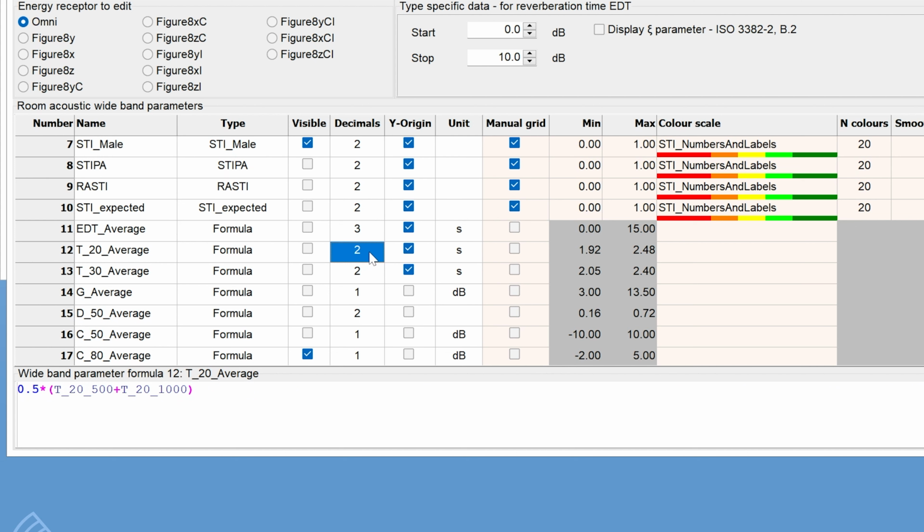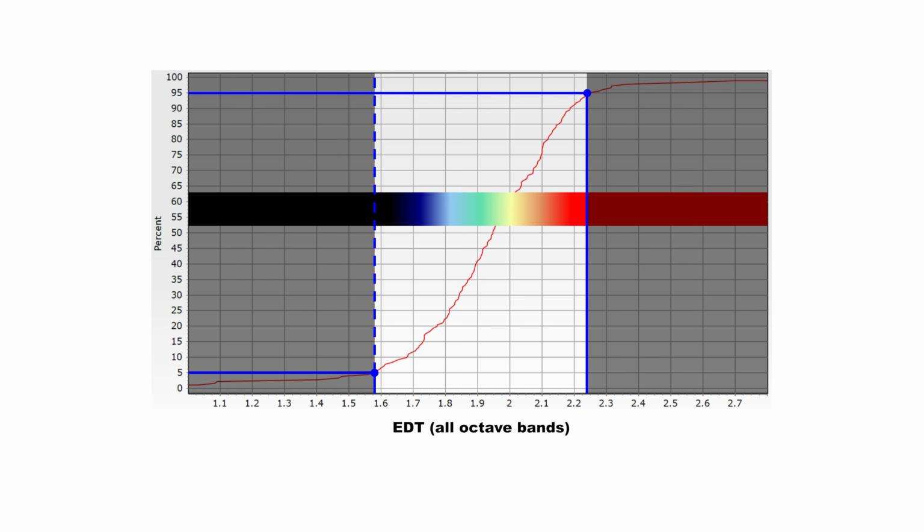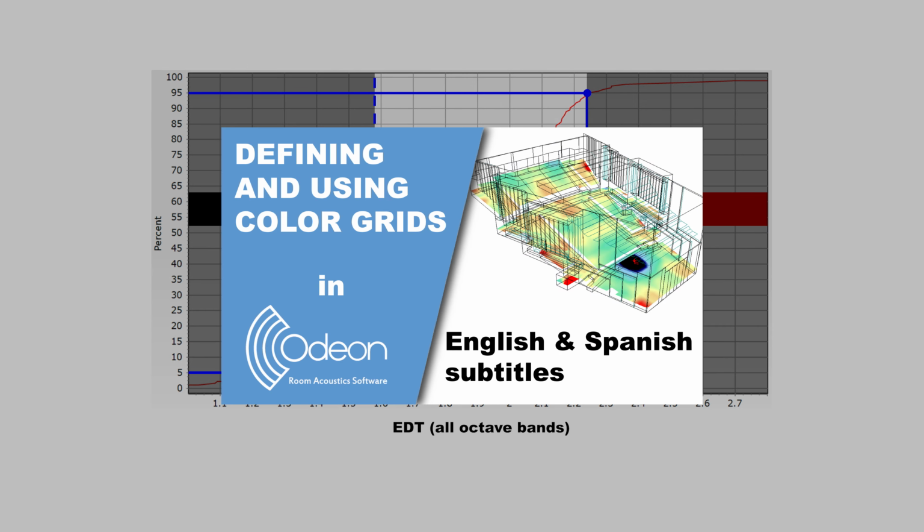The Y origin checkmark is to force the axis of the parameter to start at 0 in certain graphs, such as the bar graphs. This is typically the case for parameters that are not measured in decibels. Remember that decibels go down to -infinity, so this is disabled by default for parameters measured in decibels. Also, this does not affect color scales in grid responses. This is because, in grid responses, the parameter axis is instead adjusted by percentile ranges, which we explained in our video on color grids.